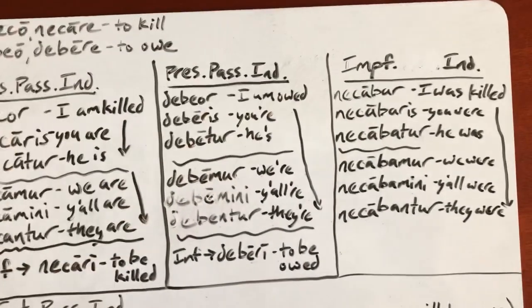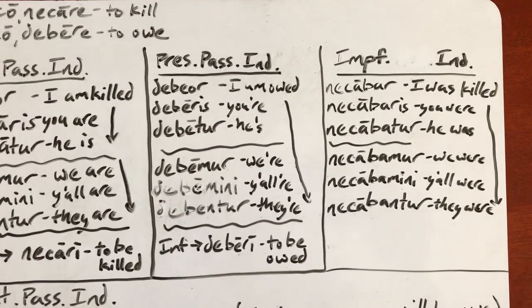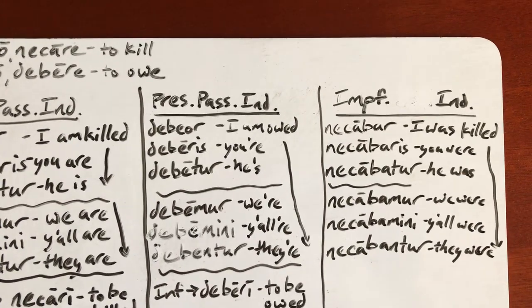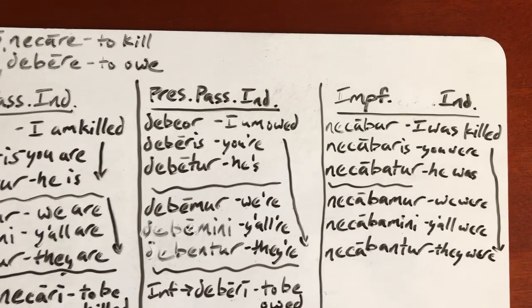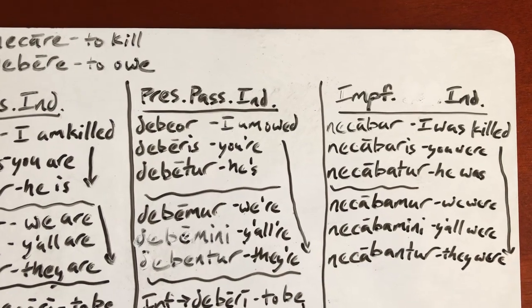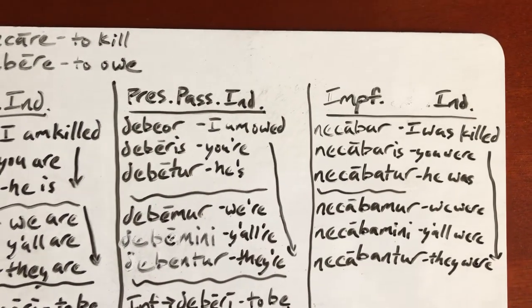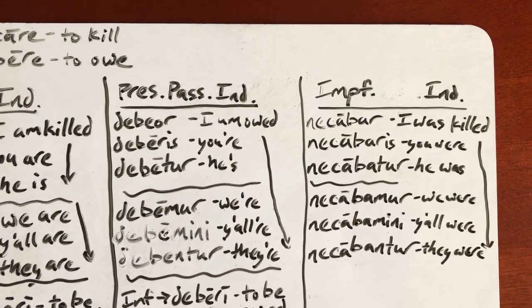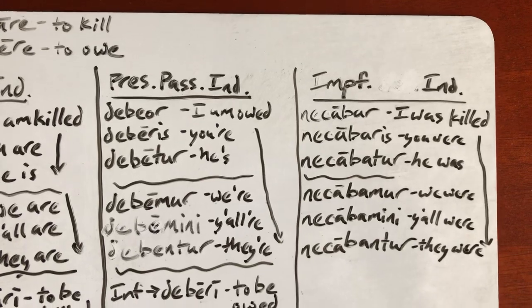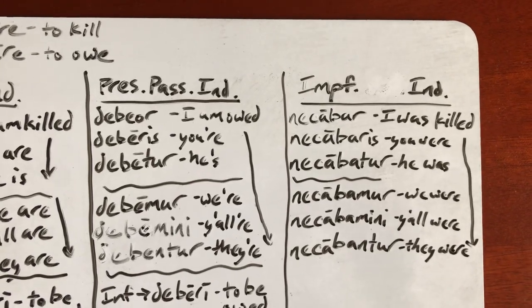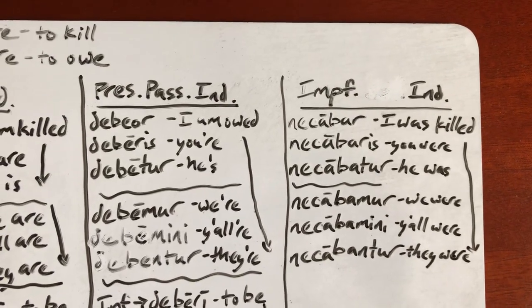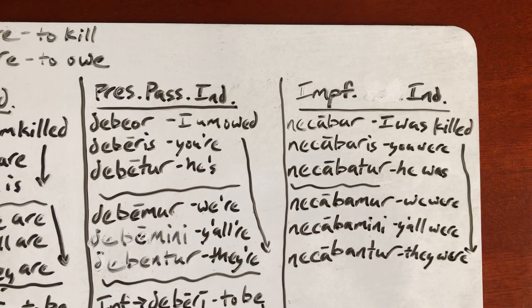Imperfect passive indicative. What you're going to do is take your stem, neka, then add ba, and then you add your passive endings. So you get nekabar, nekabaris, nekabatur, nekabamur, nekabamini, nekabantur. I was killed, you were killed, he was killed, we were killed, y'all were killed, they were killed. Pretty simple, straightforward translation. That's how you do the imperfect. No infinitive on that because there is no imperfect infinitive, so that's nice.